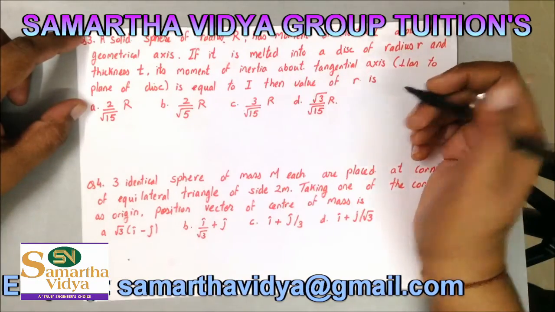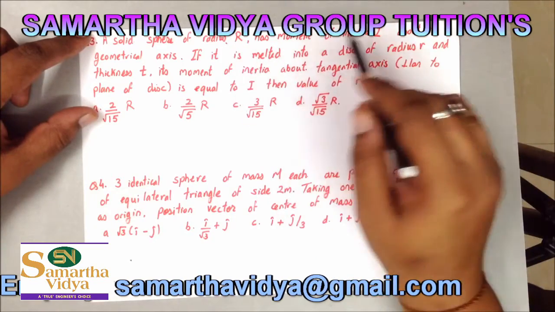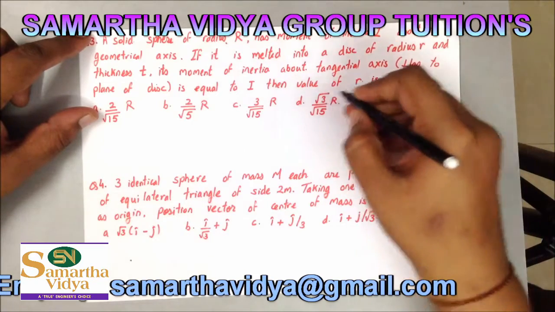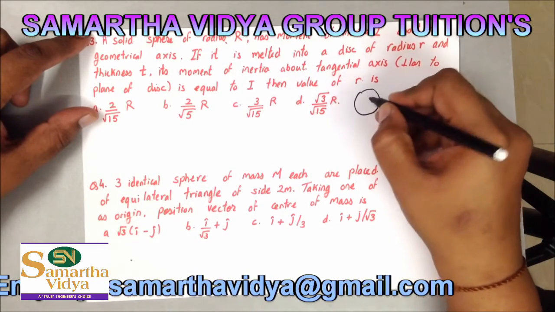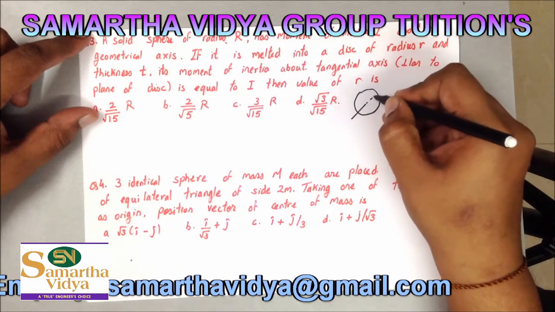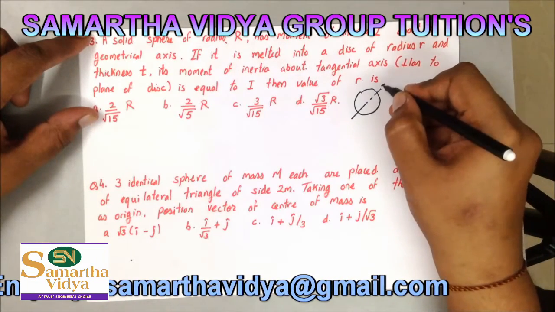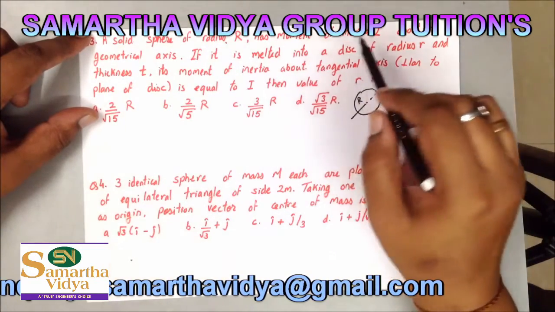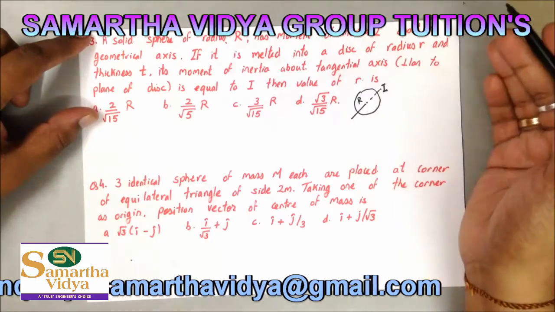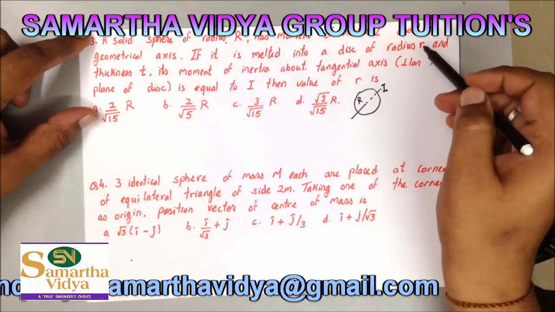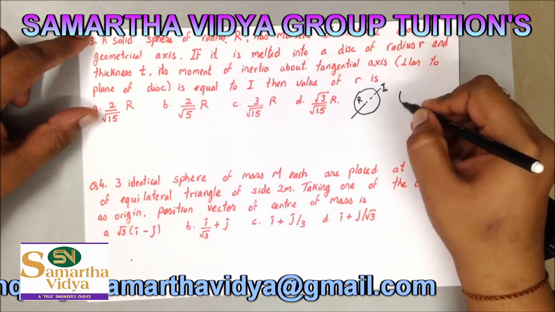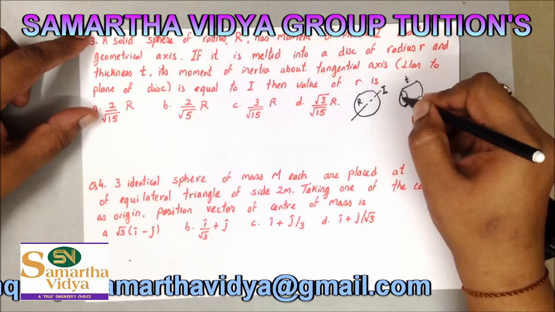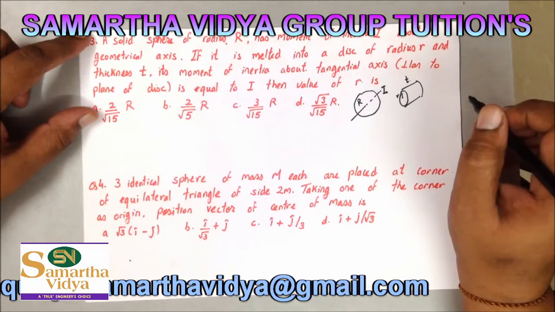Coming to the third one, we have a solid sphere of radius R and a moment of inertia I about the geometrical axis. So there it is talking about a sphere, and about its center it has the moment of inertia I, and its radius is given to us as R. Now it is melted, so we are making a new shape, which is a disk of radius small r. So we have a disk of radius small r, and its thickness is given to us as t. We can assume that the disk is nothing but a cylinder.